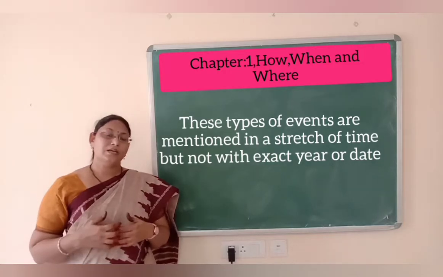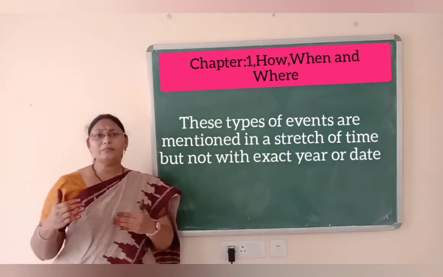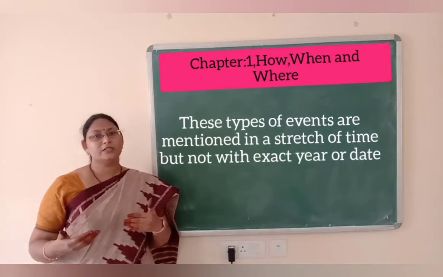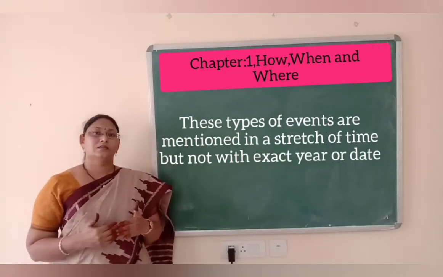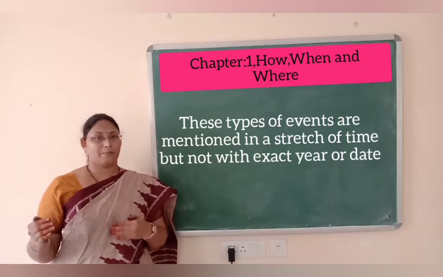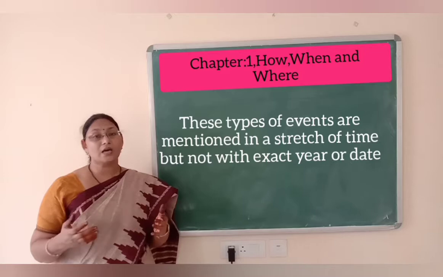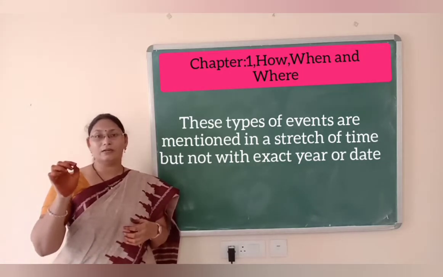For example, 1940 to 1945. In between this course, at some time the people may have become habituated to drinking tea and coffee. Like this, over a stretch of years, some events may happen. For those types of events, it is very hard for historians to mention any particular year or date.